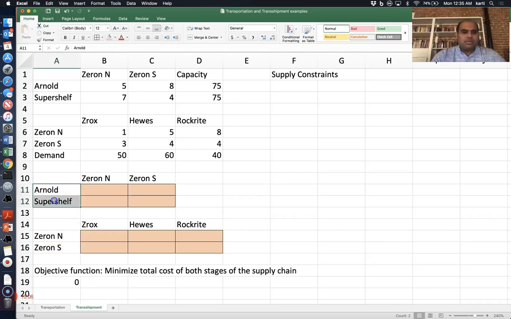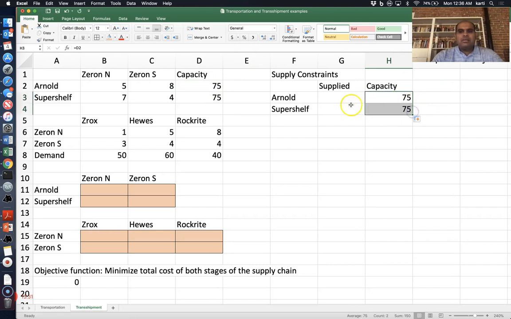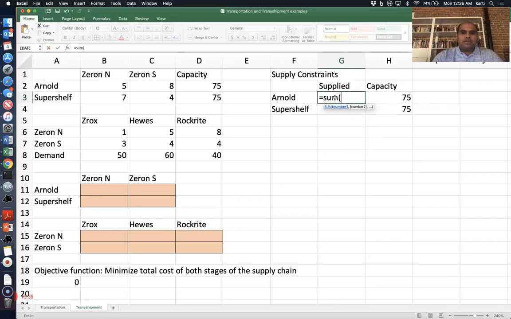Supply constraints. There are two supply locations, Arnold and Supershelf. The supply constraint is the capacity. Capacity is 75 and 75. And the total supplied from Arnold to Xeron North and Xeron South is the total supply. Everything coming out of Arnold going to Xeron North plus everything coming out of Arnold going to Xeron South. Similarly, everything going from Supershelf to Xeron North plus everything going from Supershelf to Xeron South.